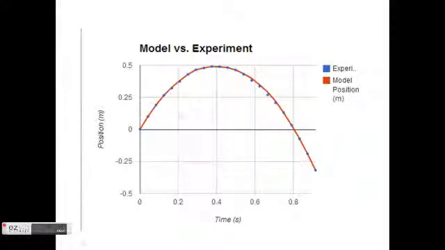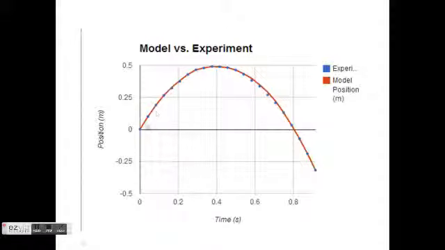Now let's compare our observational data with our computational or model data. The model data, which is represented by the red solid line, fits quite well with the experimental data, which is represented by the blue dots. The two fit especially well together at the beginning and at the end.